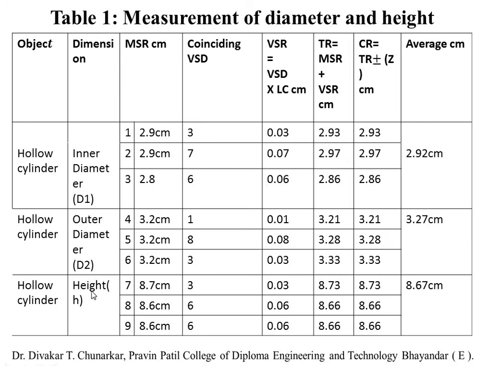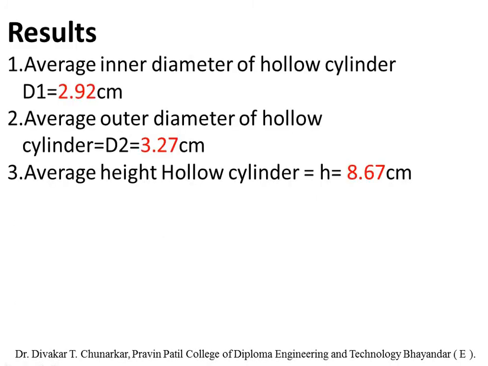And the height of the hollow cylinder, the length, also has to be taken. So we get 8.67 centimeter. And the result: the average inner diameter of the hollow cylinder, D1, is 2.92 centimeter, and the average outer diameter of the hollow cylinder, D2, is 3.27. Average height H equals 8.67.